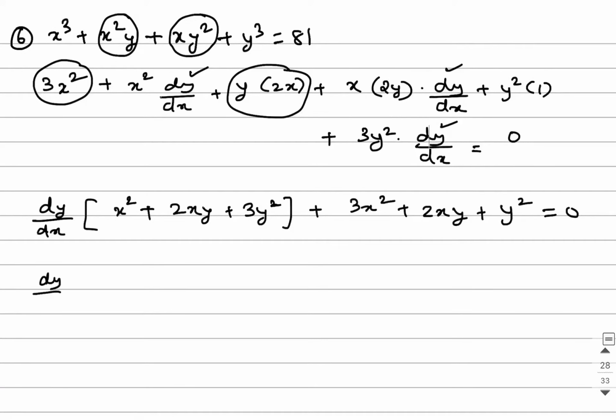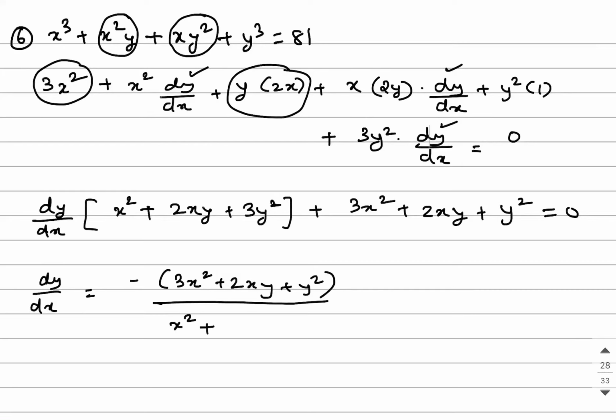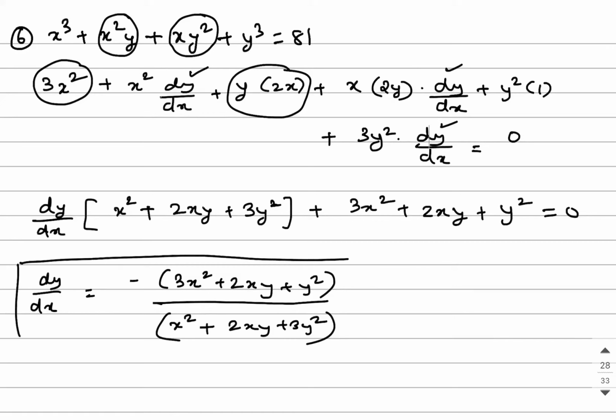So dy by dx will be equal to minus of 3x square plus 2xy plus y square the whole divided by x square plus 2xy plus 3y square. So this is the required answer for the sixth problem.